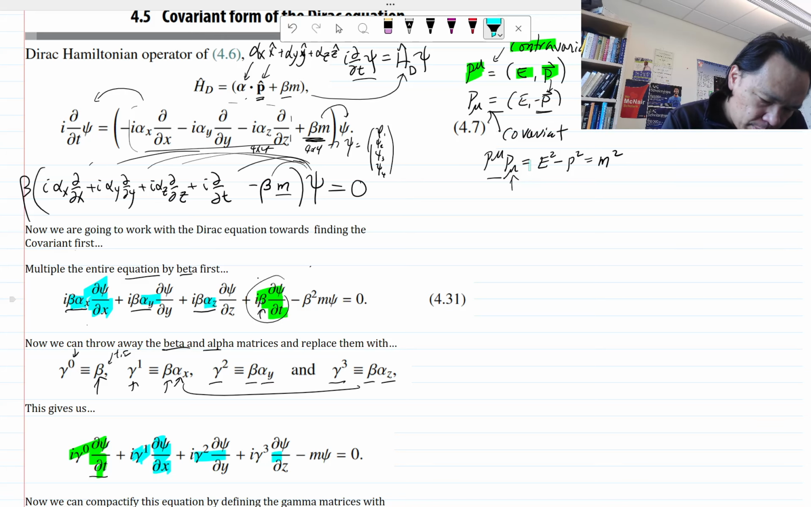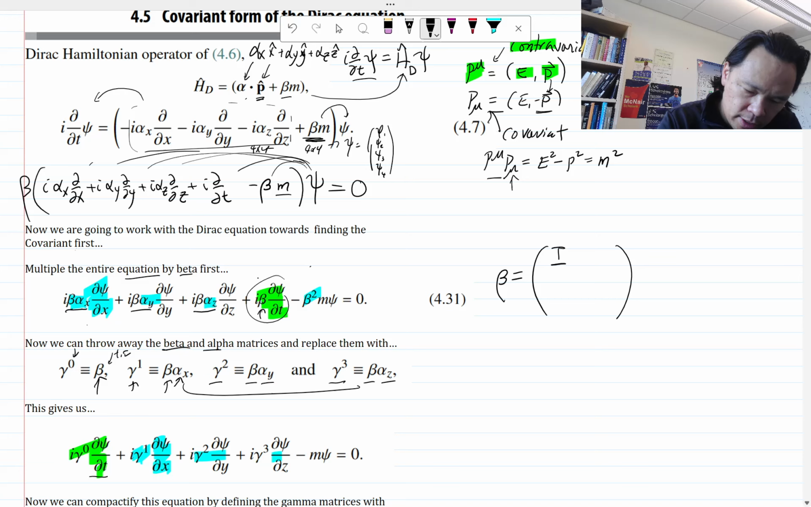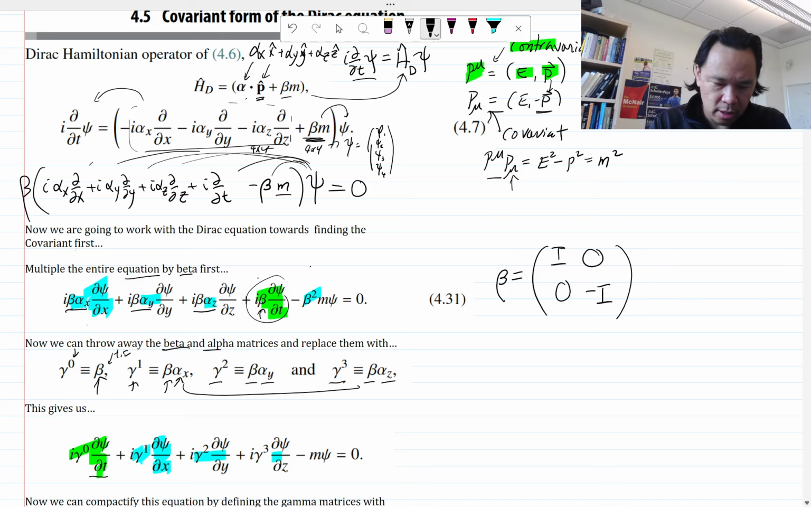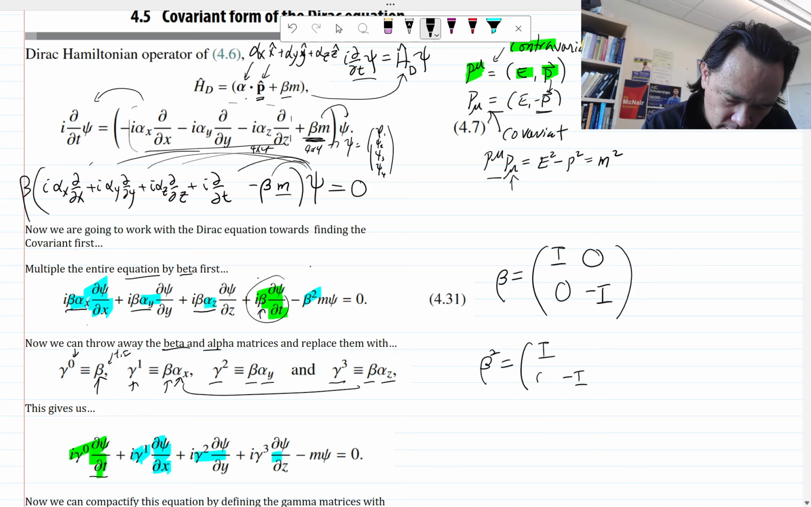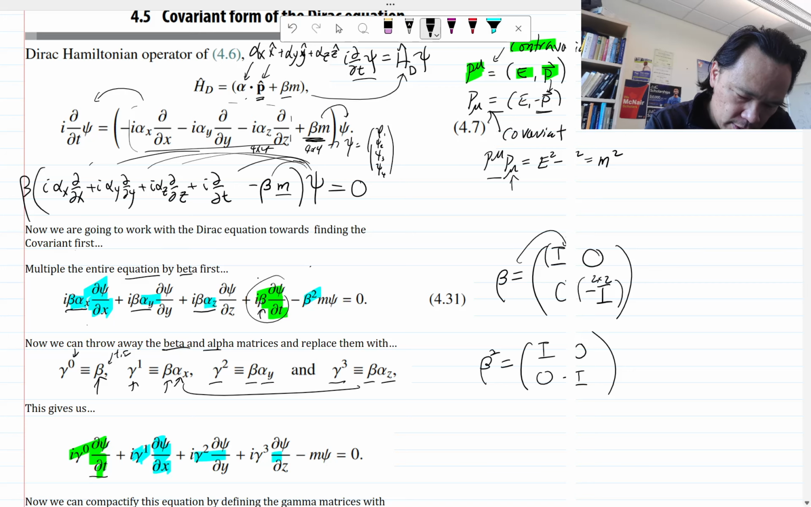But what the heck is beta squared? Remember that beta, at least in the Dirac-Pauli representation, and this is actually true in any representation, but just so we can see it explicitly, what is beta squared? Beta is I, negative I. Regular beta is just the identity matrix, but then the negative version of that on the lower 2 by 2 part. These are 2 by 2 matrices. When you multiply these together, what do we get?